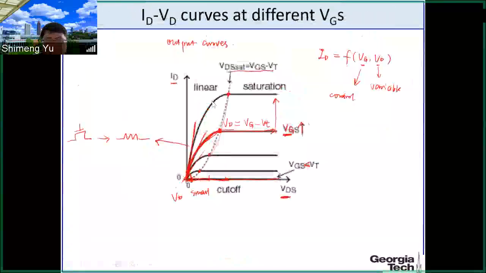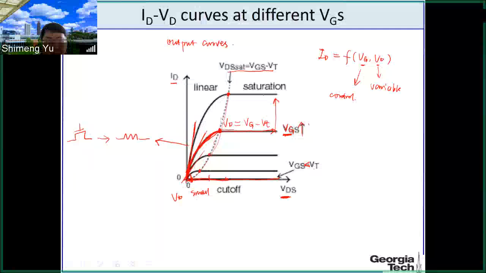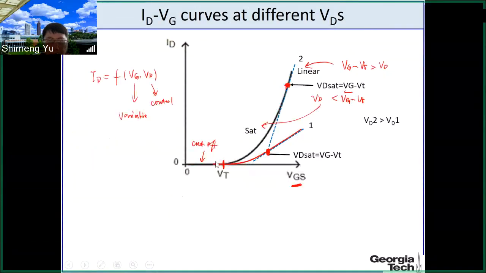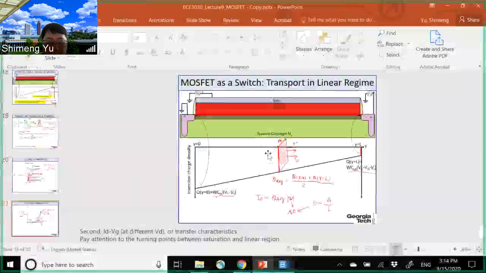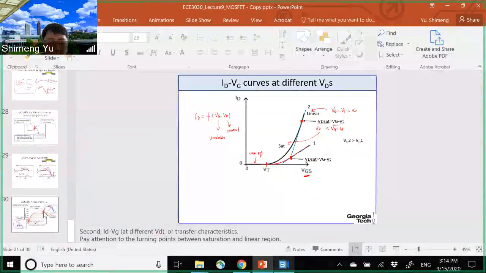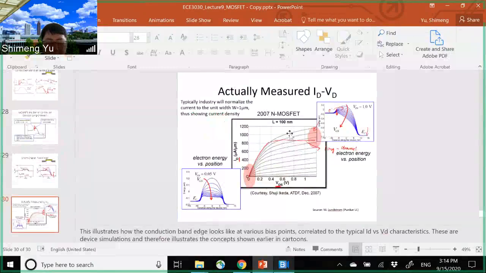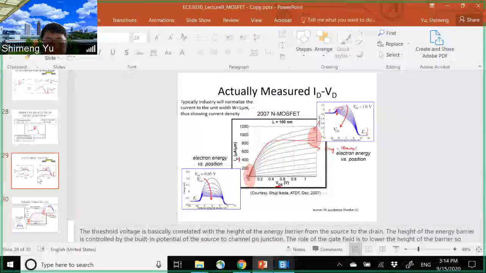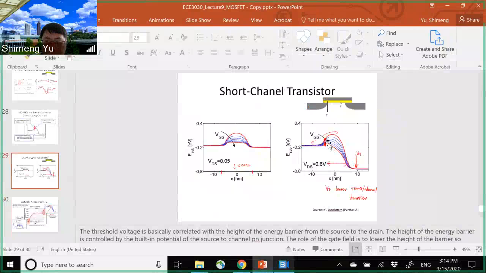And the second is the ID-VD curve, and determine those regions and the turning points. And third one is this ID-VG curve, and also the turning points. And then lastly, understand why the short channel transistor today no longer saturates the current. This is because the drain voltage can lower the barrier between the source and the channel.